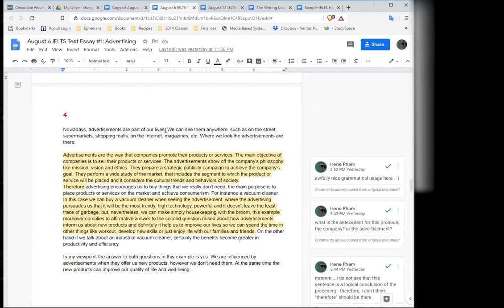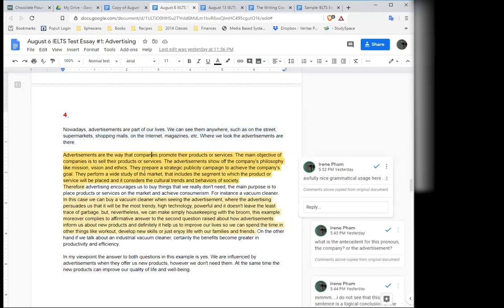Advertisements are a part of our lives. We can see them anywhere, wherever we look, they're there. That's a kind of an opener that doesn't say really what the essay is going to be about, but you move into it in the next paragraph pretty quickly. So I really liked your grammatical, like your sentences were very well written in this essay. That's one thing that stood out to me.